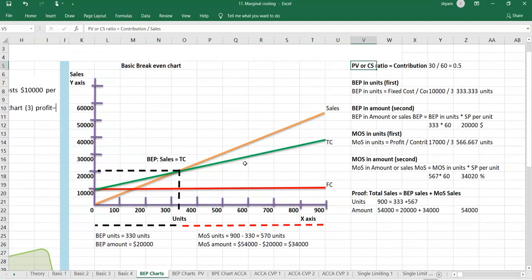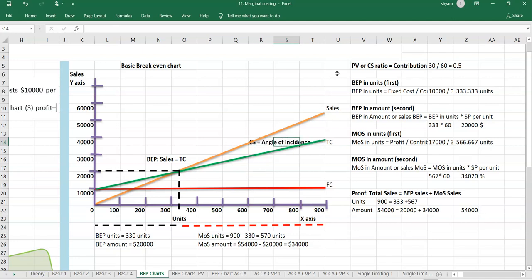See, this is in the basic break-even chart. PV ratio is also called the angle of incidence. What is the angle of incidence is, it is this part. This angle between these two lines is the angle of incidence. So if you want, you can put it here, this angle. This angle is the angle of incidence, and that is actually the CS ratio. Hope you got the idea.